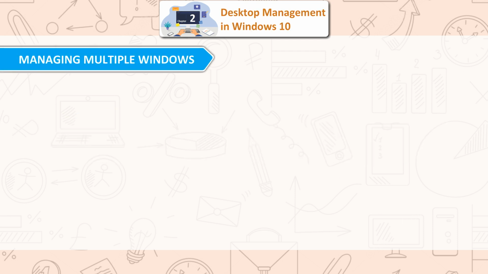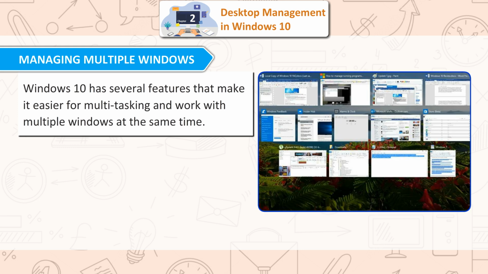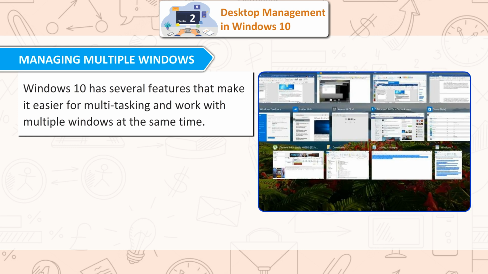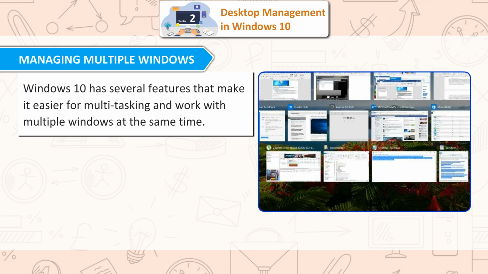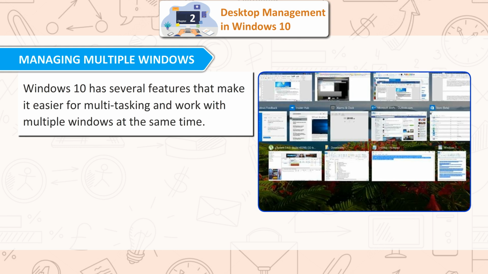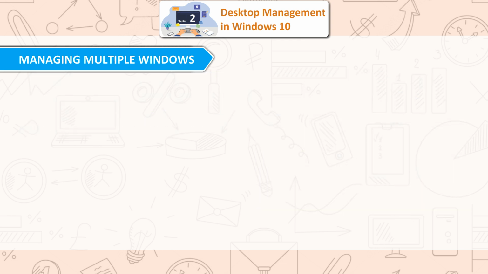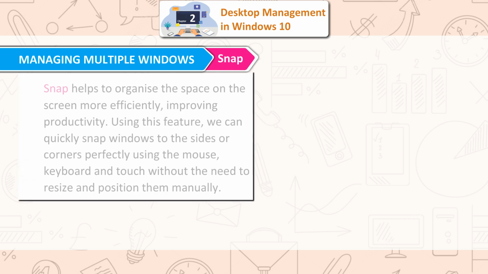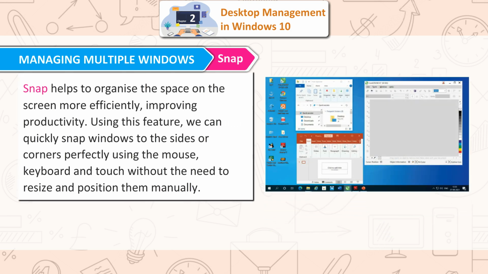Managing multiple windows. Windows 10 has several features that make it easier for multitasking and working with multiple windows at the same time. Snap. Snap helps to organize the space on the screen more efficiently, improving productivity. Using this feature, we can quickly snap windows to the sides or corners perfectly using the mouse, keyboard and touch without the need to resize and position them manually.